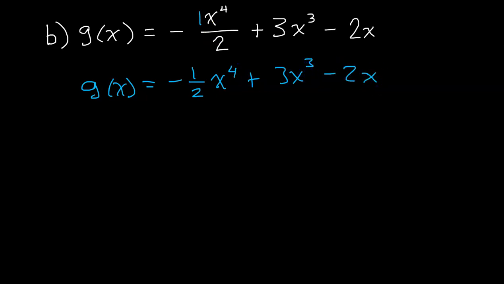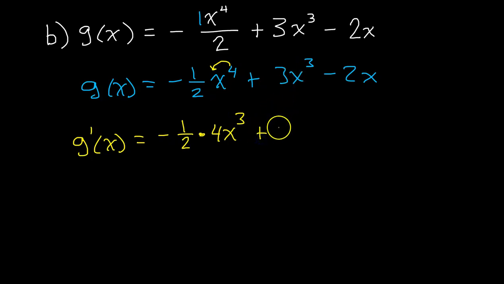So according to the sum and difference rule, I can easily take the derivative by taking the derivative of each term separately. So the first term, the constant rule, we keep the constant the same, just bring that down. And then we'll do the power rule, move the 4 to the front and reduce the power by 1. And now moving on to this second term, the constant of 3 stays. Now the power rule, I bring the 3 to the front and reduce the power by 1.